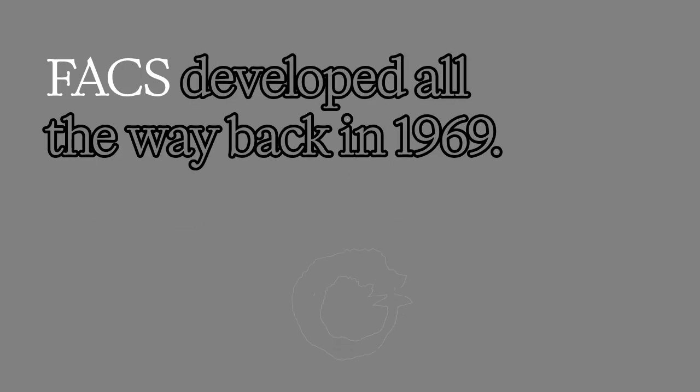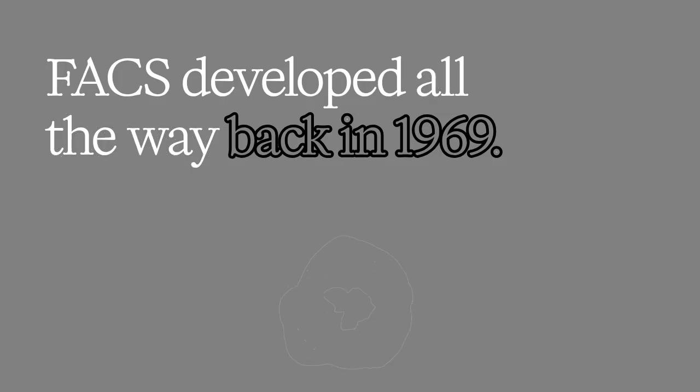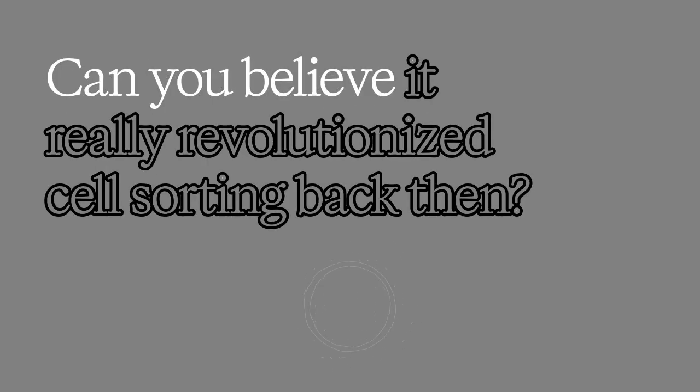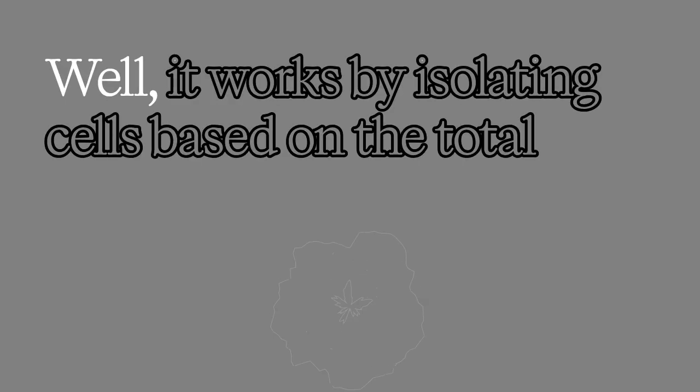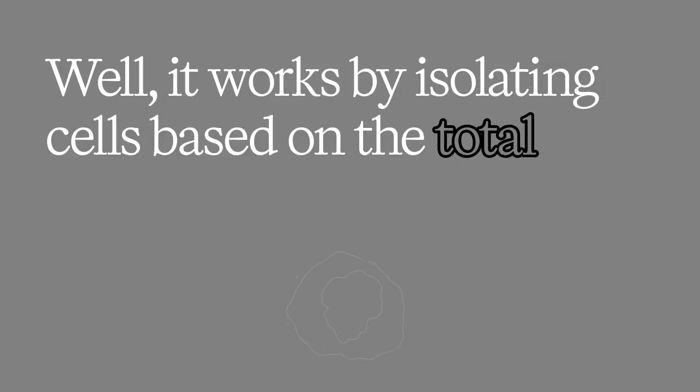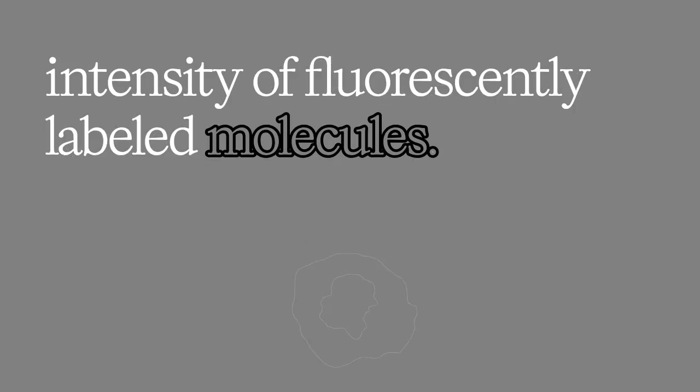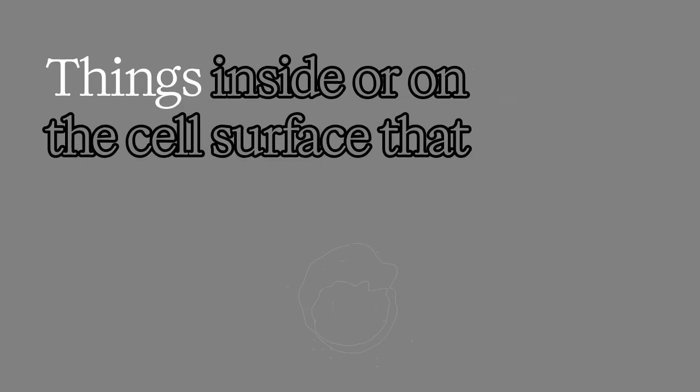Good place to start, FACS. Developed all the way back in 1969, can you believe? It really revolutionized cell sorting back then. How did it work, fundamentally? Well, it works by isolating cells based on the total intensity of fluorescently labeled molecules. So, things inside or on the cell surface that you've tagged with something that glows. Okay, total brightness. Exactly, total brightness.